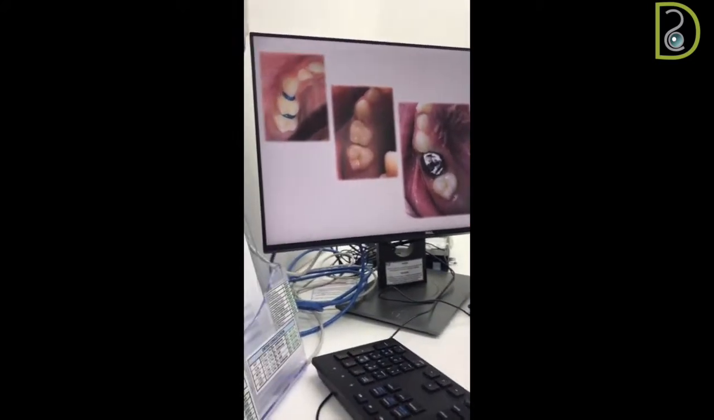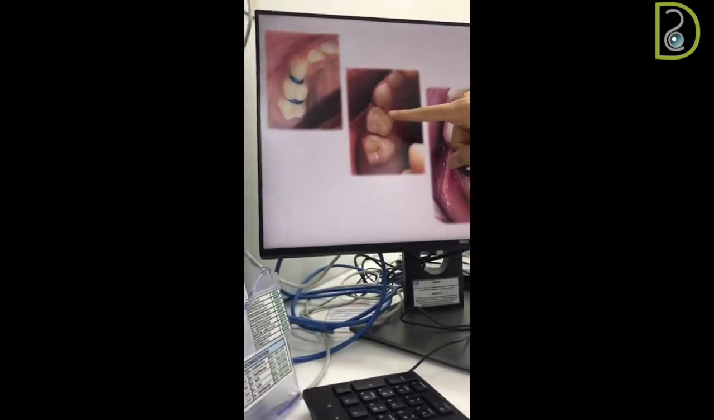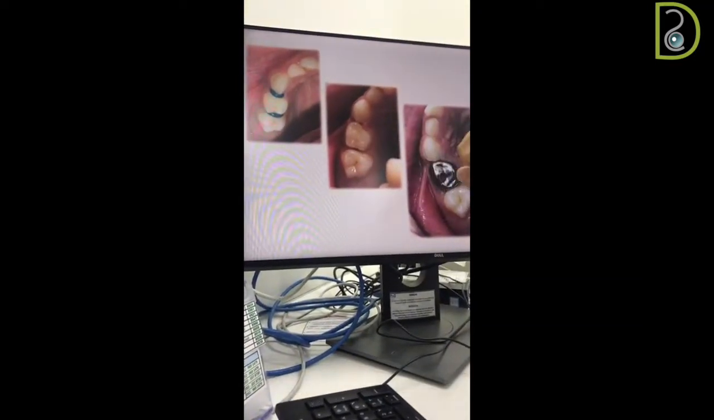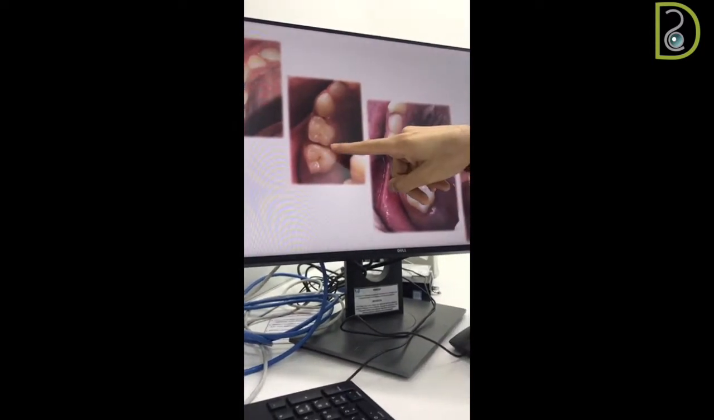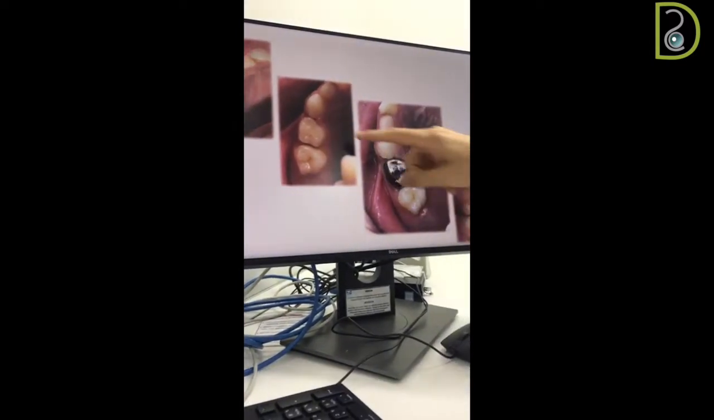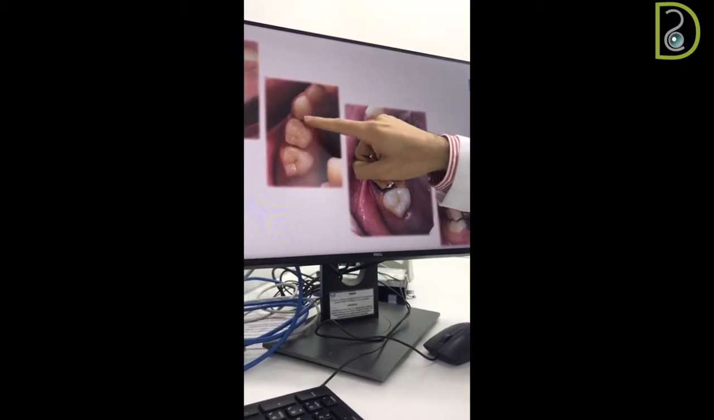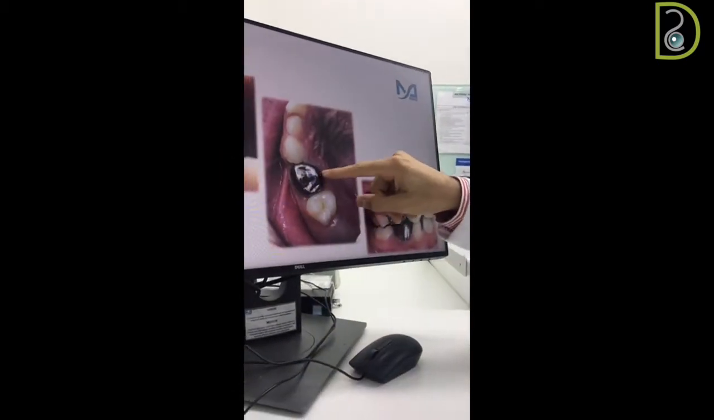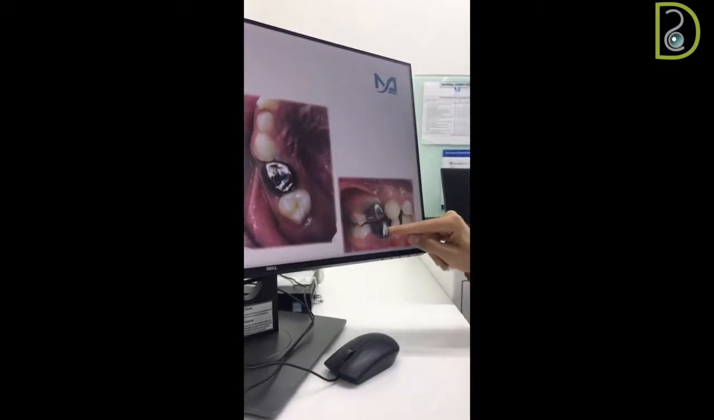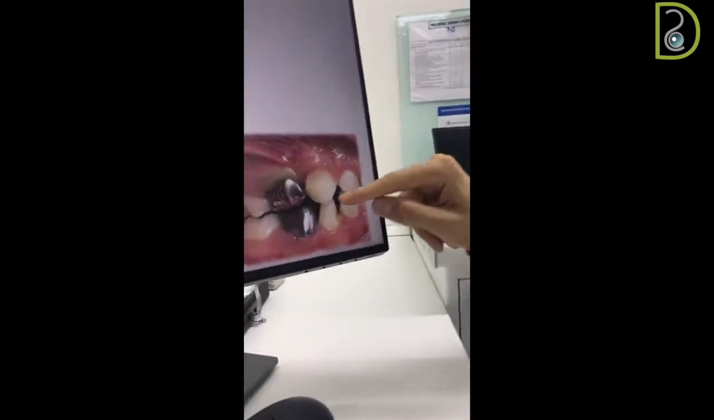So here it shows you another case. There was a mesial, distal and occlusal cavity. We placed the separators. The patient came after a couple of days. We removed the separators. Here you can see the spacing between the teeth, and then we choose the correct size of the crown. We cemented, and you can see the open bite here in this picture.